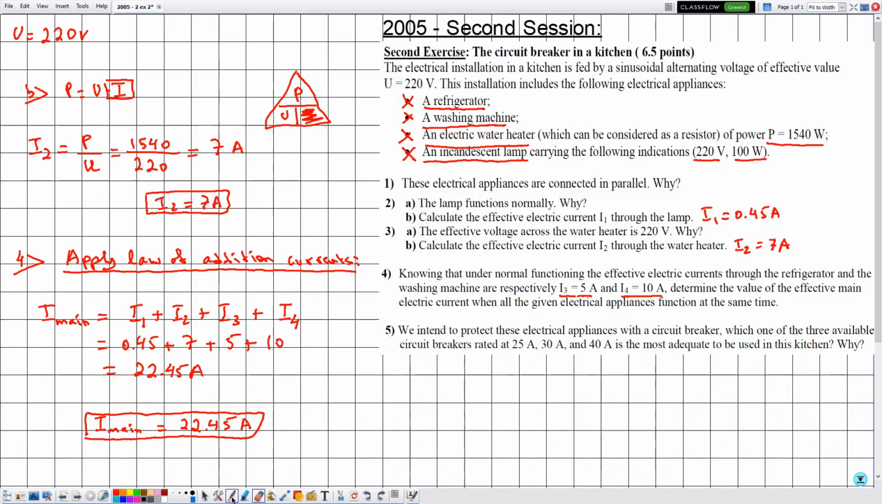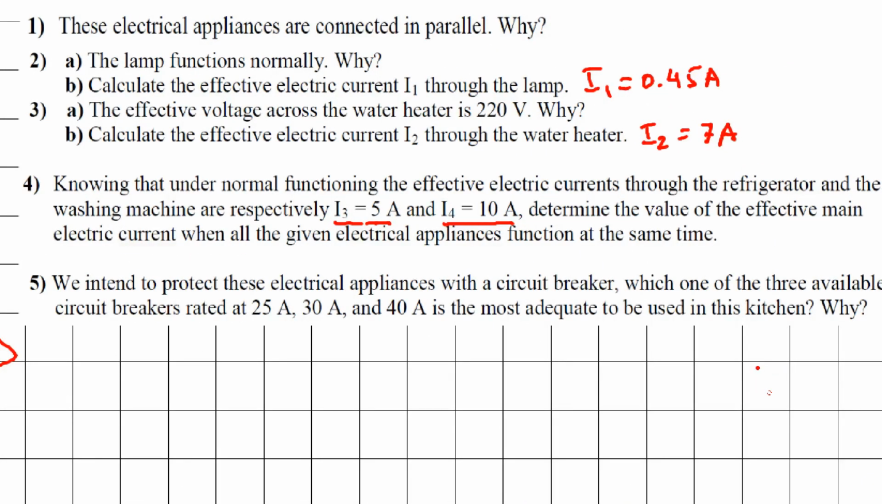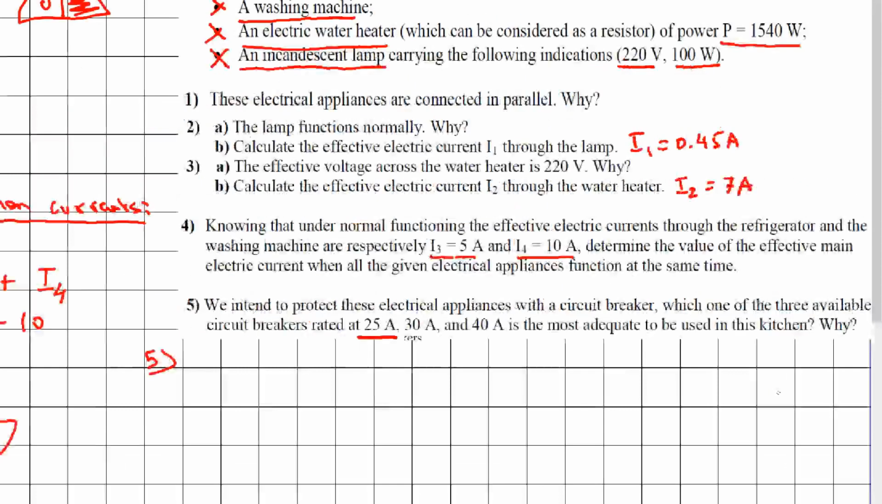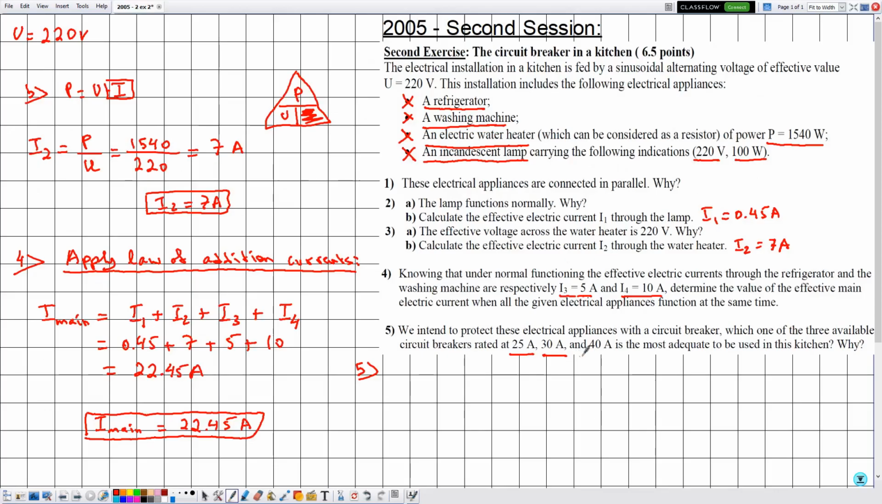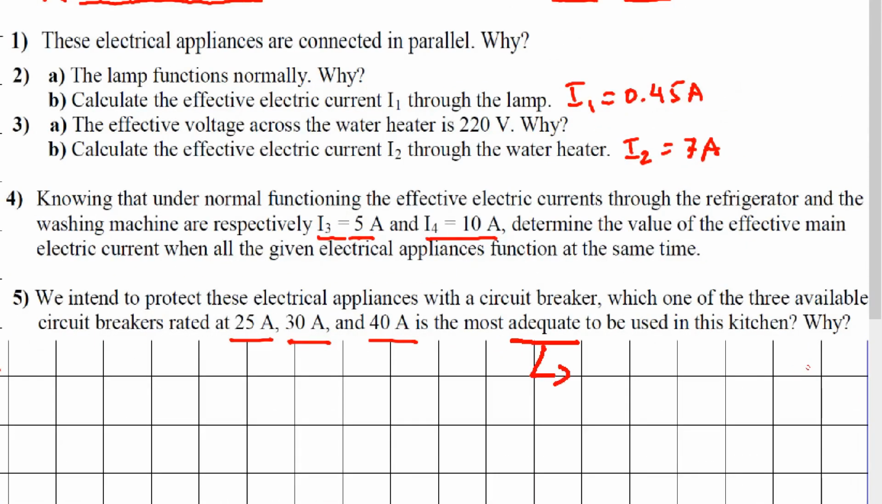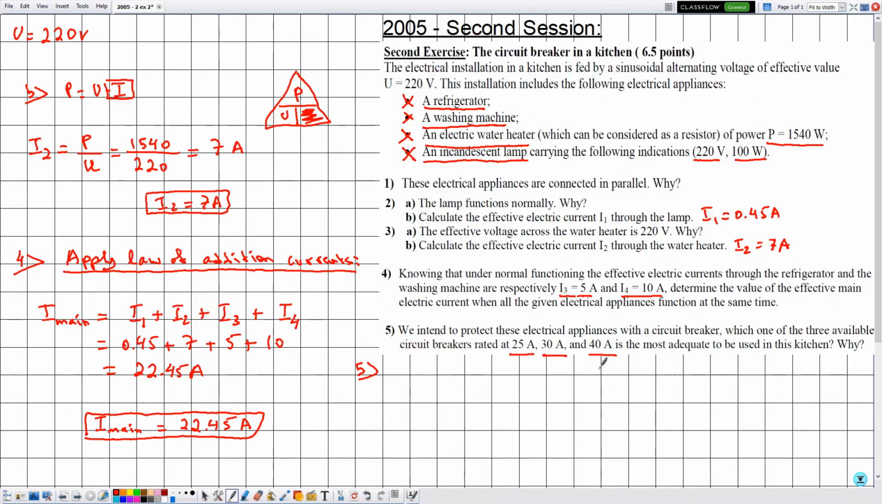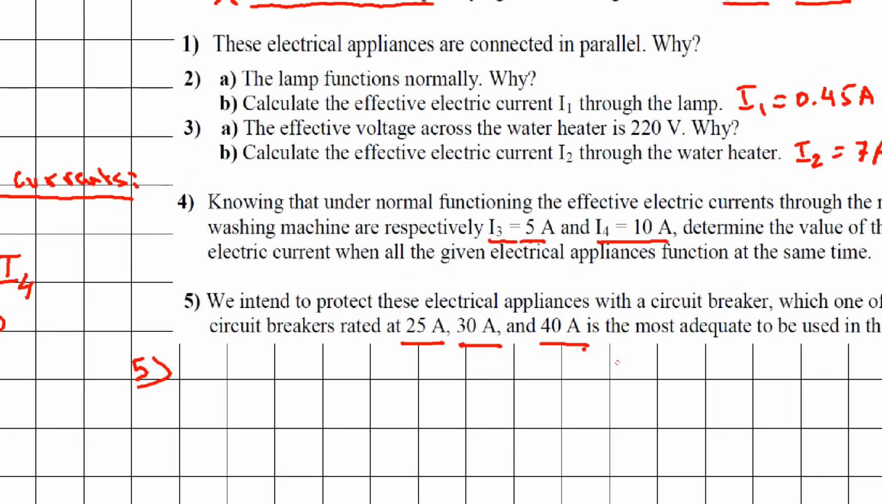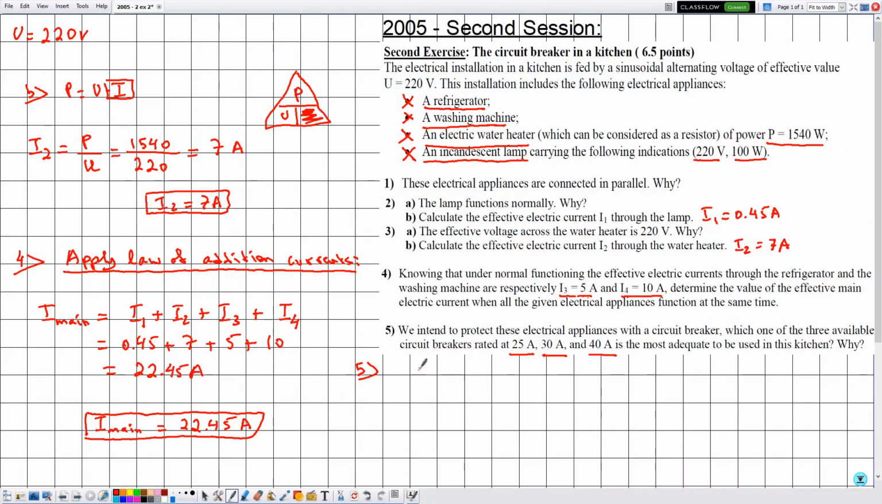Now finally in part 5, they are telling me we intend to protect these electric appliances with a circuit breaker. Which one of the 3 available circuit breakers rated 25 amperes, 30 amperes and 40 amperes is the most adequate to be used in this kitchen? Why? So here by adequate they mean convenient. And in order to determine which circuit breaker is the most convenient, let's write the definition of the most convenient circuit breaker.